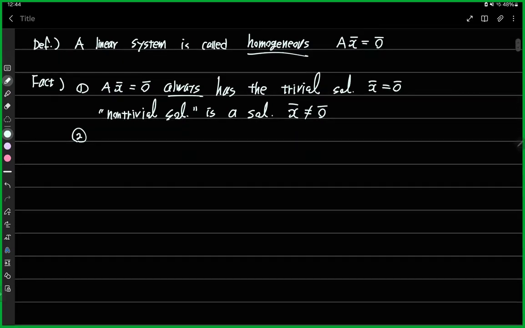A homogeneous system is always consistent. Why? Because of the trivial solution. The homogeneous system has at least one solution, the trivial solution. That's why the homogeneous system is always consistent.